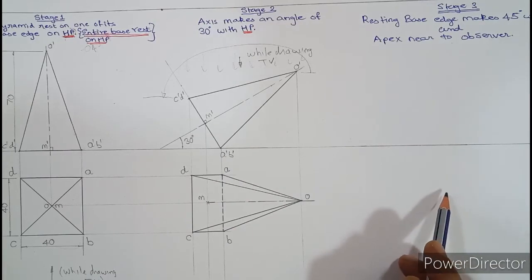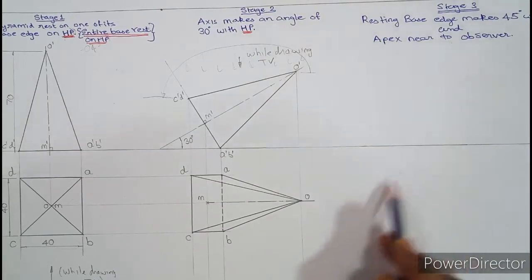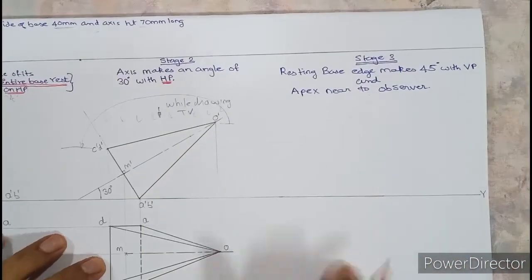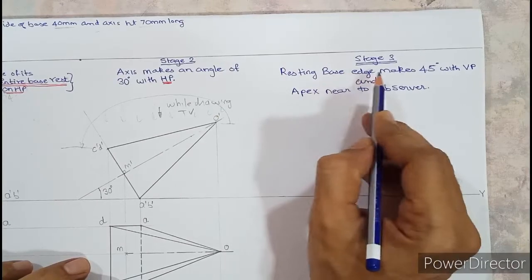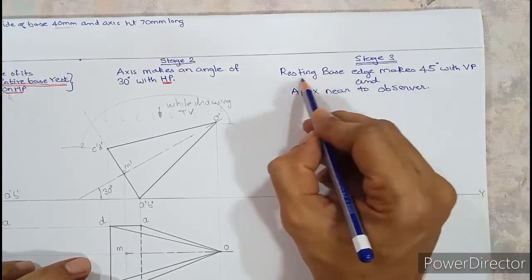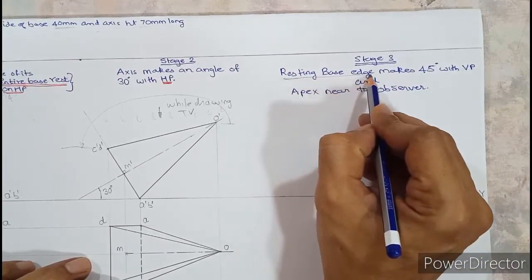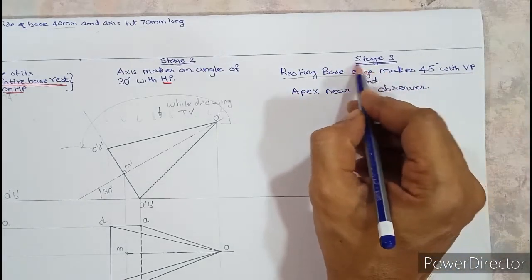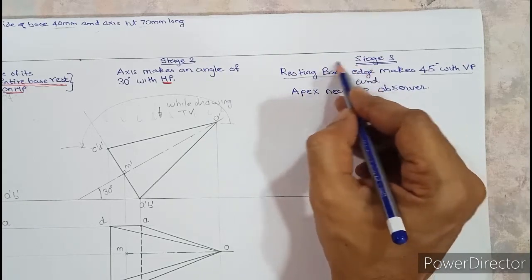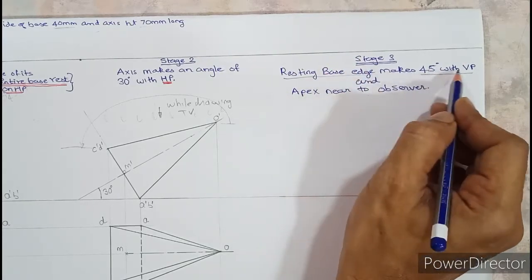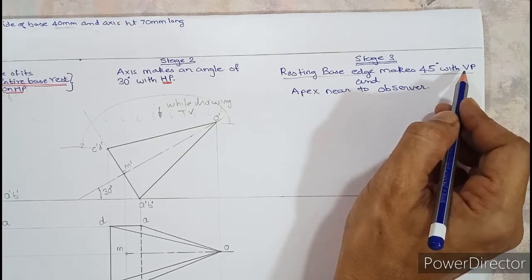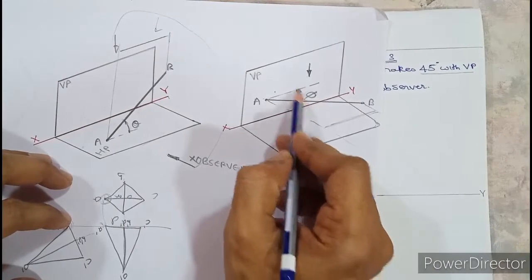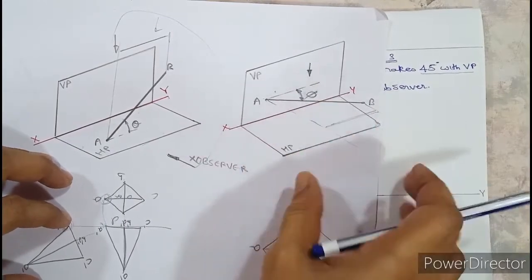But why is it down? What is the logical reason that we have to draw the top view first? Let us learn. For that, let us read the third stage. The resting base edge makes 45 degrees with VP. See, very clear. The base edge which is resting makes 45 degrees with VP. So first of all, decide whether the base edge is a line or a surface. Yes, it is a line. If a line makes an angle with VP, from where can you see that angle, front view or top view? See, this line makes an angle with VP. So that angle can be seen from the top view.